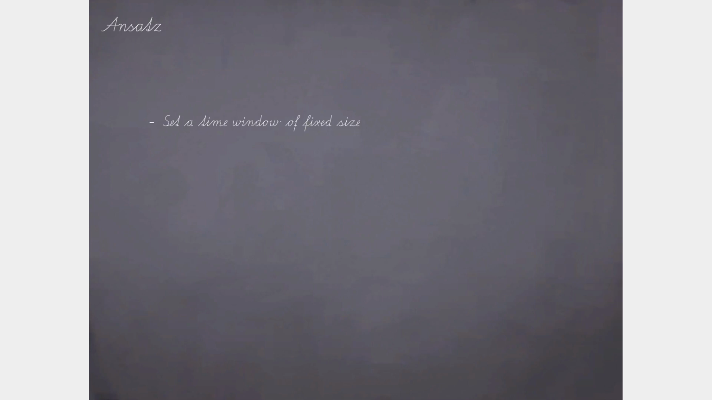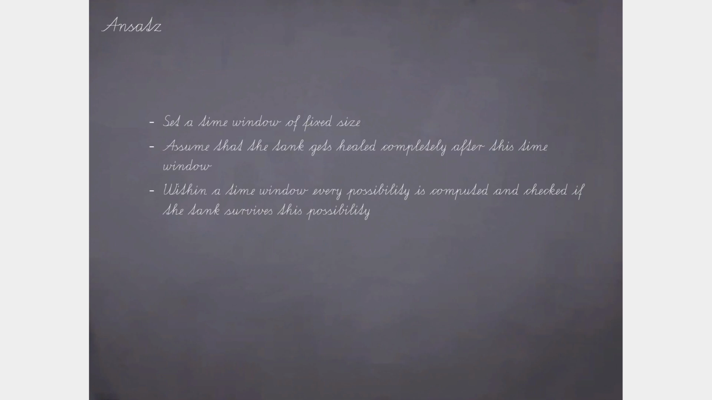We will look at a time window, for example 1.5 or 3.5 seconds. After this time, we assume that the tank will get healed back up to 100%. For this single time frame, we compute every possibility and check which of those the tank would survive. For example, you can get hit 0, 1 or 2 times depending on your avoidance and the enemy's attack speed. Each attack deals random damage based on a specific range and can crit or crush.